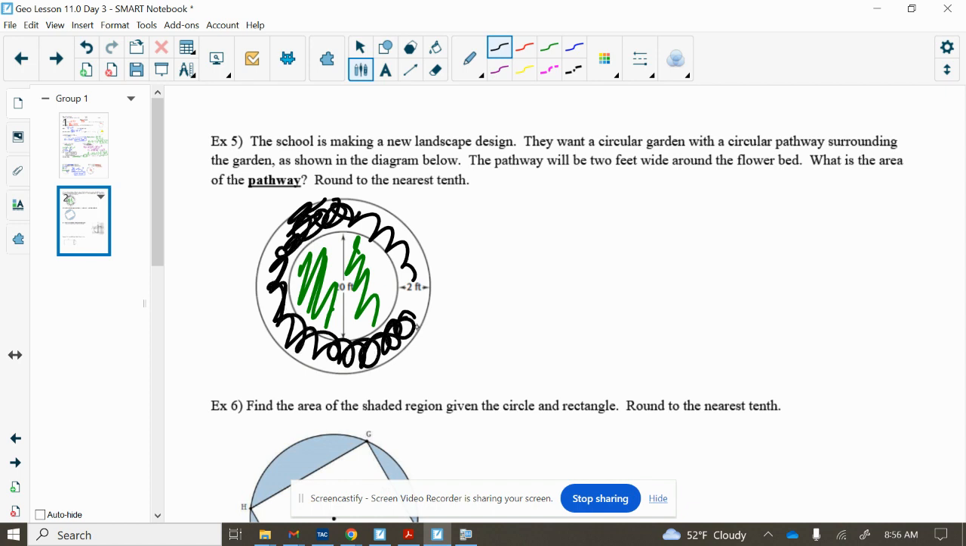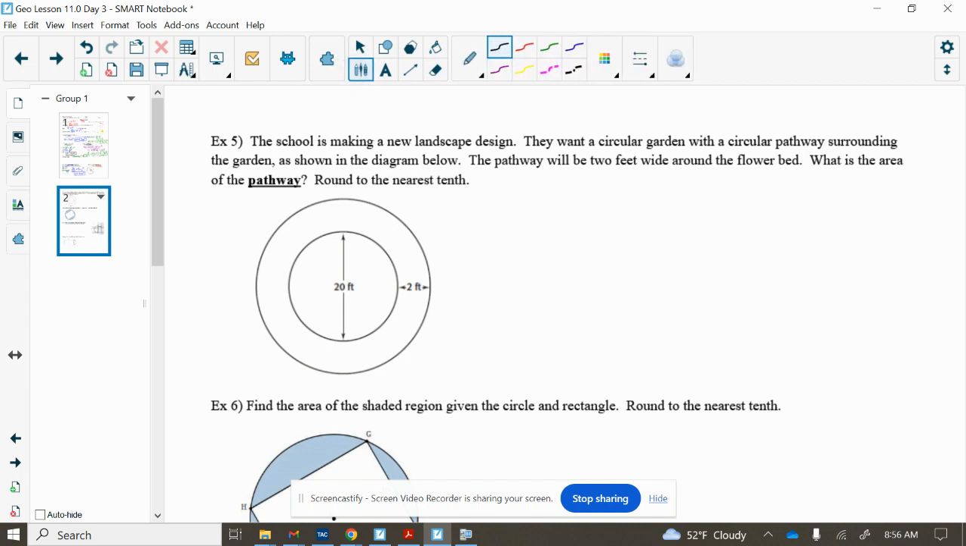So this area I have of our black figure. So what we can do is we can take the area of that outside part of the whole big circle, and if we subtract away the area of the garden, the smaller circle, we are going to be able to find that remainder, just the pathway area, right?